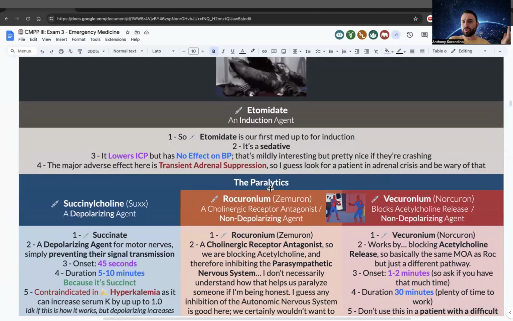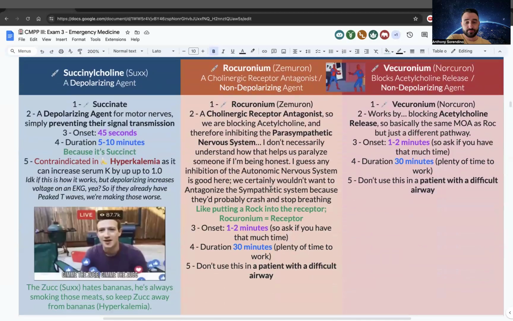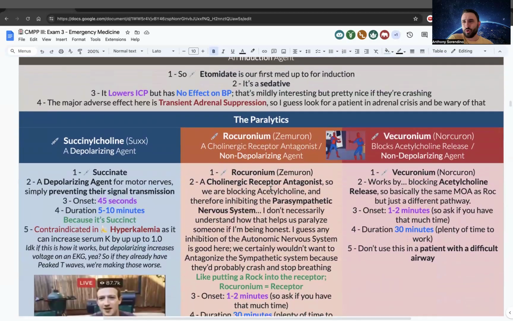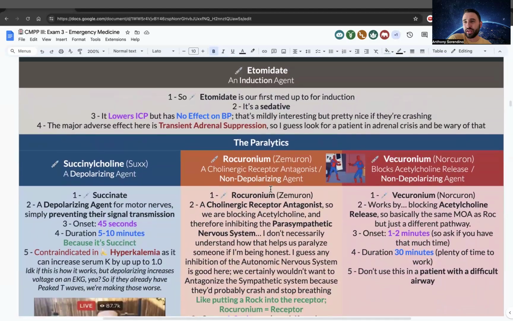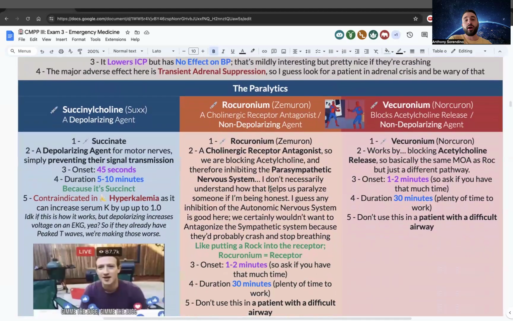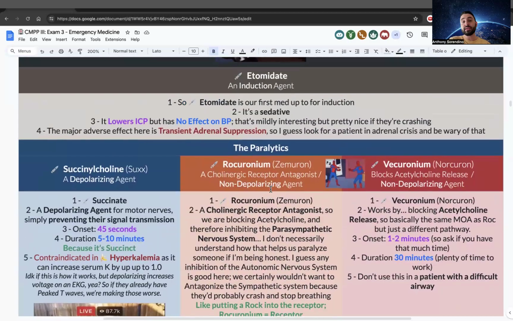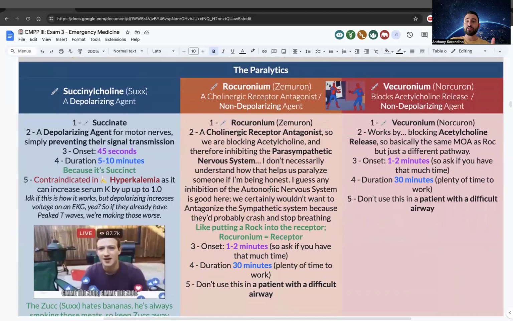They always talk about this transient adrenal suppression. I don't know why that's important. I don't know how transient is transient. So keep that in the back of your mind. If they're already having some type of adrenal insufficiency, maybe you don't want to give them that. All right, so then we have the 3 paralytics. So after we give them the etomidate, we have the 3 paralytics.